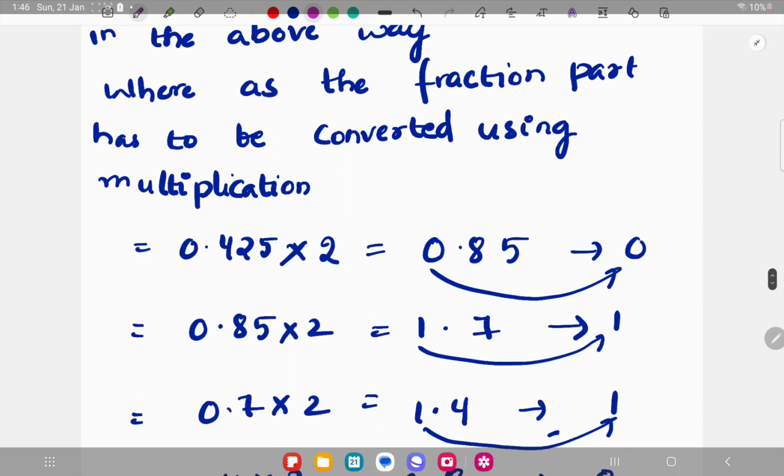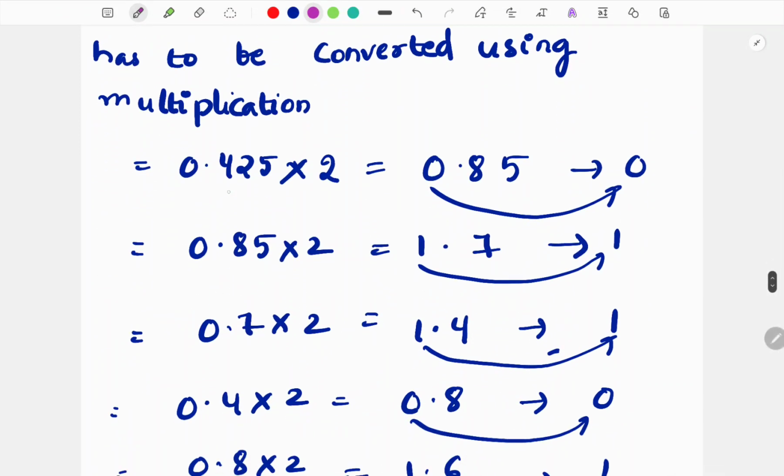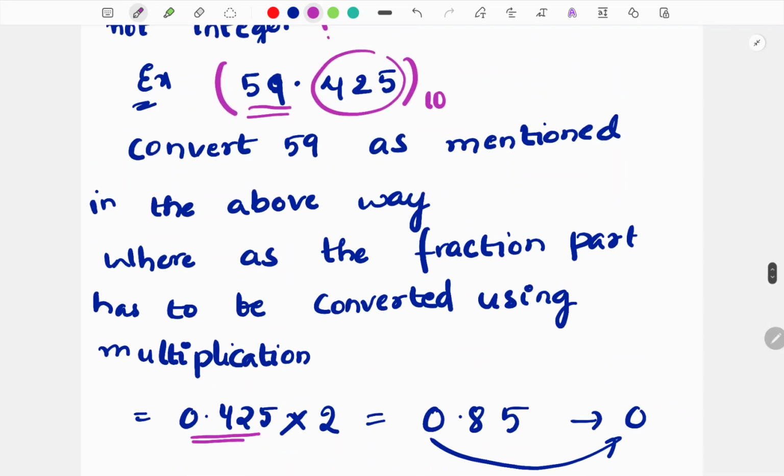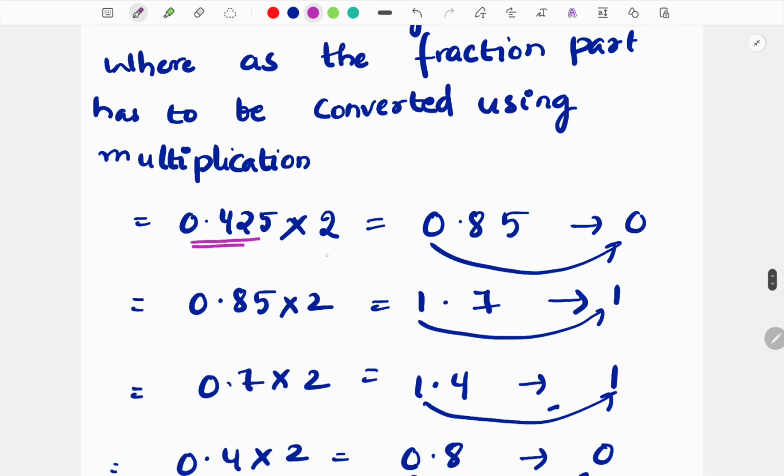Whereas for the fraction part, we need to do multiplication in the below mentioned way. Consider just the fraction part, 0.425 into 2. Whatever number system we want to convert to, we need to multiply with the same base. So 0.425 into 2 is equal to 0.85. Take this bit aside, only this bit, 0. Now 0.85 into 2 is equal to 1.7. Take this bit again aside.